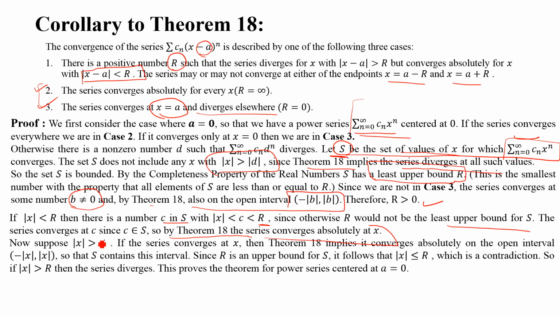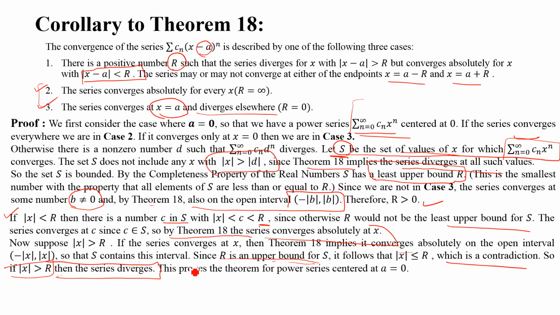Now for the absolute value of x greater than R. So this was the case when the absolute value of x is less than R, where the series is convergent absolutely. If the absolute value of x is greater than R and the series converges at x, then theorem 18 implies it converges absolutely on the open interval minus x to x. So S contains this interval, because S is the set of all the points where the series converges. Since R is an upper bound for S, this implies the absolute value of x is less than or equal to R, which is a contradiction. So if the absolute value of x is greater than R, then the series will diverge.